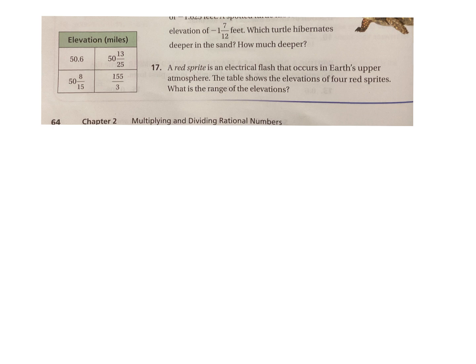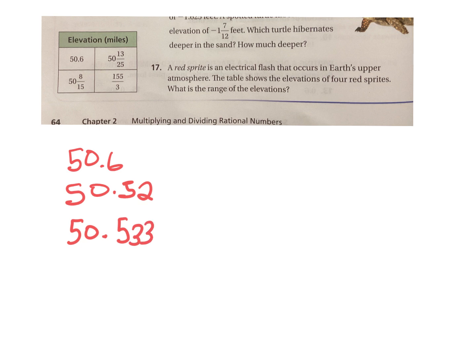So I'm going to make them all into decimals. Hopefully we don't have any repeating decimals. So I have 50.6. And then if I take 13 divided by 25, that's going to be 50.52. Then we have 8 divided by 15. Oh, that is a repeating one. But I'm going to have it as a repeating just for a second. Maybe it won't factor in. 50.53, 3, 3, 3, and that 3 repeats forever.